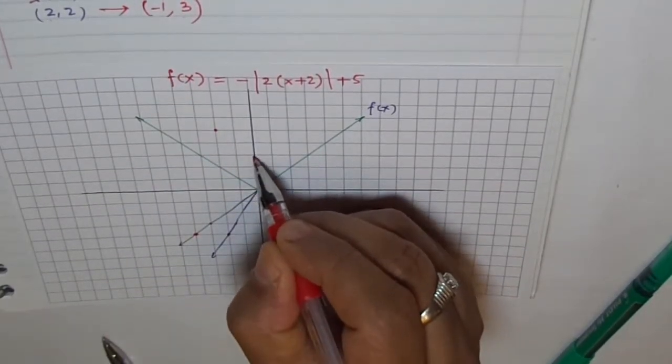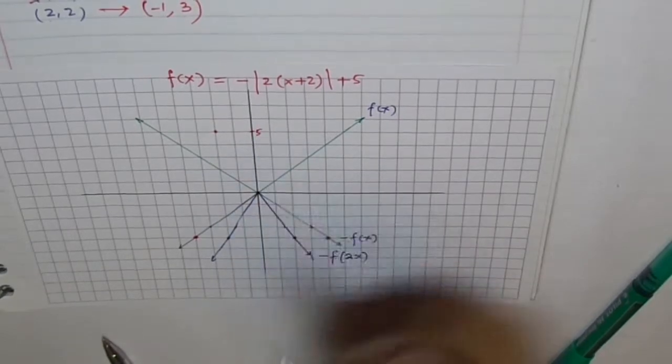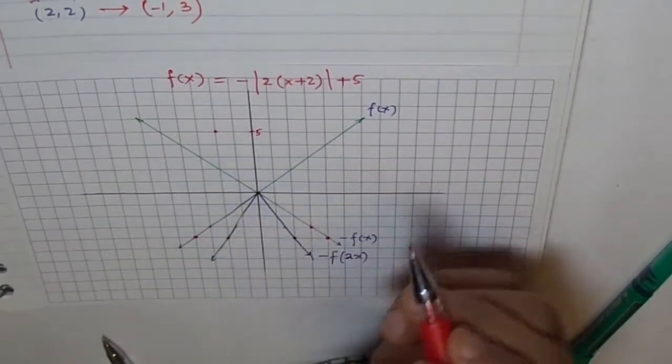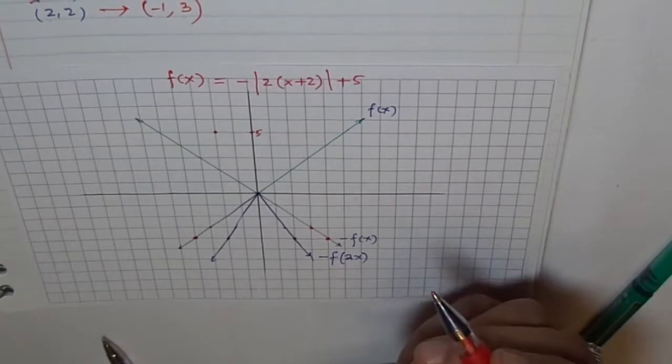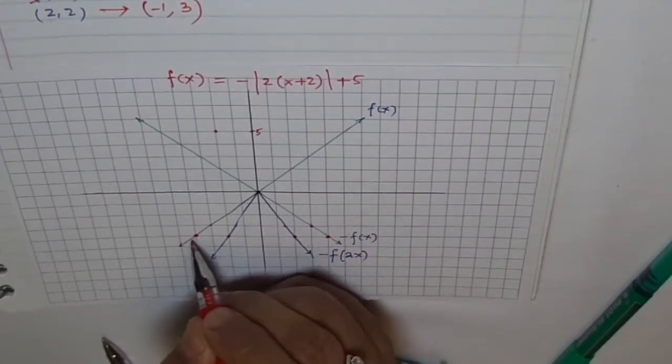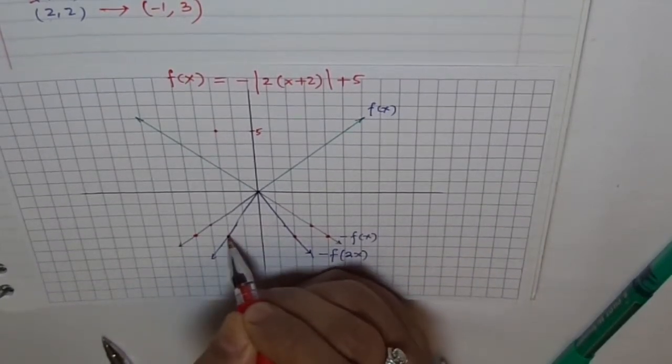This is 1, 2, 3, 4, 5. This is our 5, correct? Yeah. So 2 units left, 5 up. Now let's take any other point. This point you want to take? Let's take it. Oh, the line is the blue line.